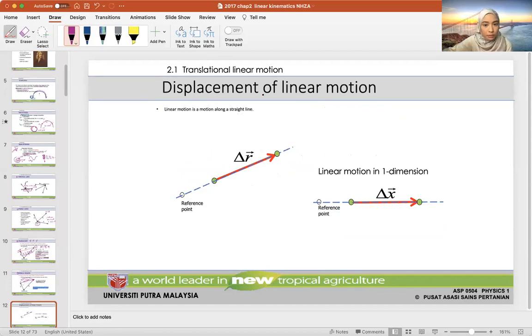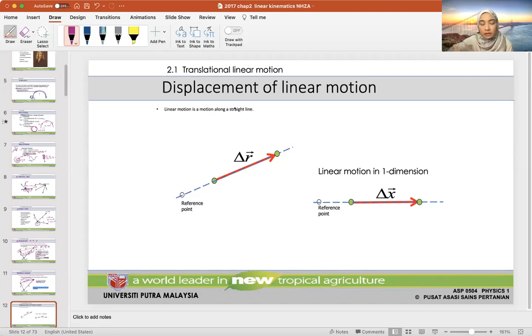The next one is displacement of linear motion. Ya Allah kecilnya. Okay, linear motion is a motion along a straight line. Like I mentioned before. Jadi siapa yang jalan straight line tadi? Tak ingat dah siapa yang jalan straight line.